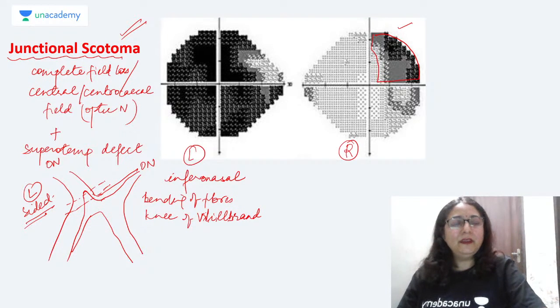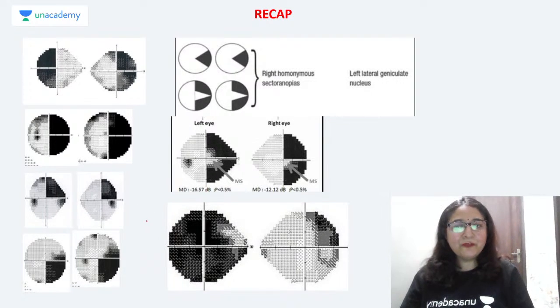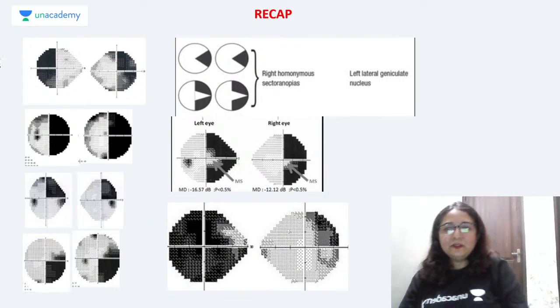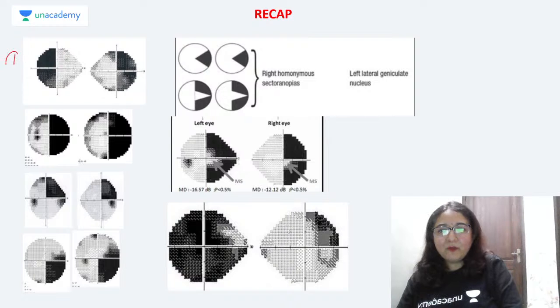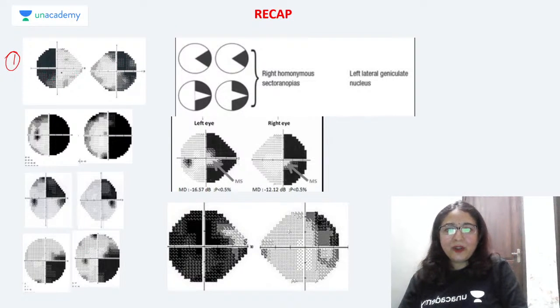Okay, a quick recap of what we did. Let's have a recap so that we are clear, and in the end we will be revising with the help of a few MCQs so that our concepts are consolidated. So coming to figure number 1. Can you tell me what kind of field defect are we seeing here?